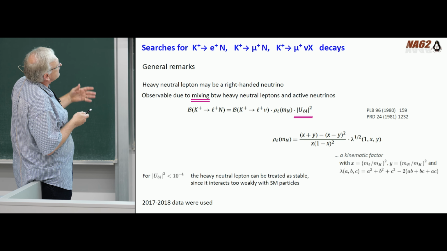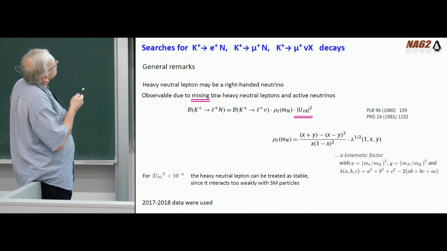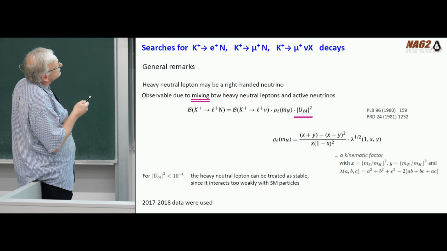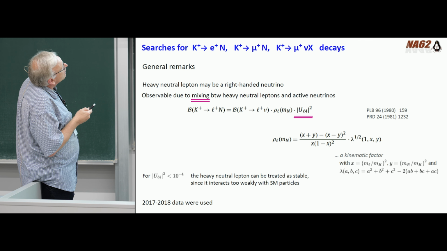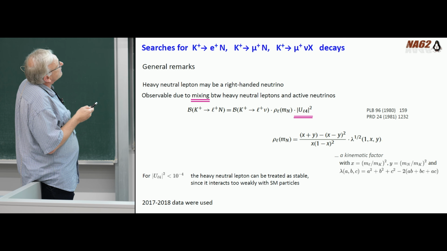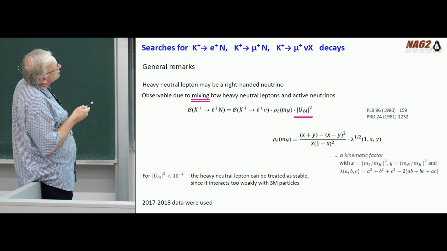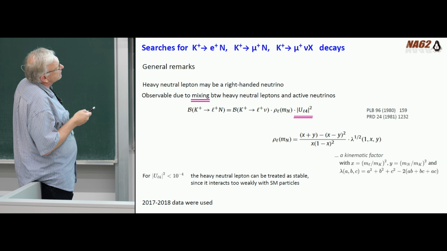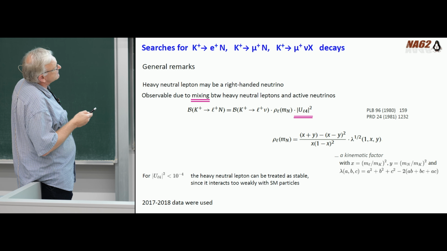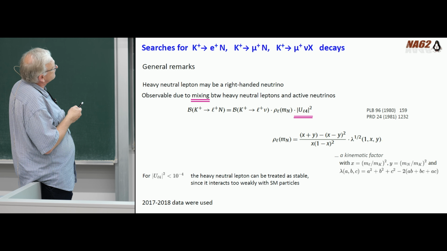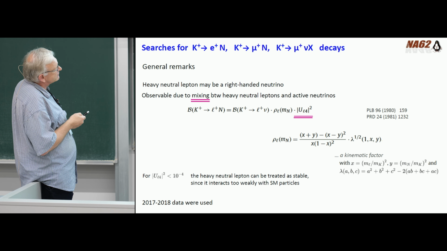So this is now a slide with general remarks about the search for positive kaons decaying into a lepton and a neutral state, which is outside of the standard model and which in principle could be considered a right-handed neutrino. Obviously, it's a fermionic state because the kaon is a spin zero meson. Let's assume that it's something like a right-handed neutrino that mixes with the three active neutrino states from the standard model. Then the parametrization of the branching ratio is rather simple. This is just a kinematic factor, and we are after this mixing. This mixing is going to be very small, and once the square of it is less than 10 to the minus 4, then the heavy neutral state can be treated as stable.